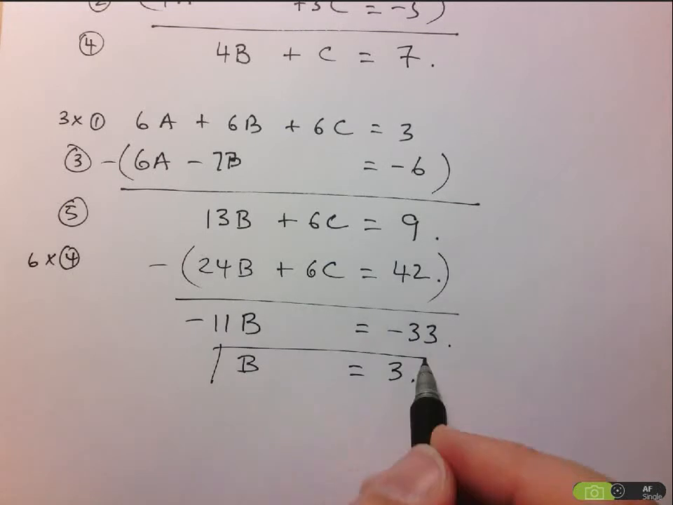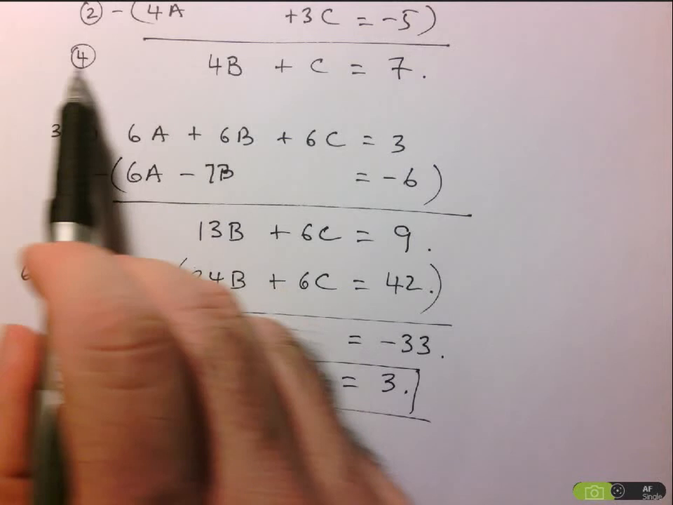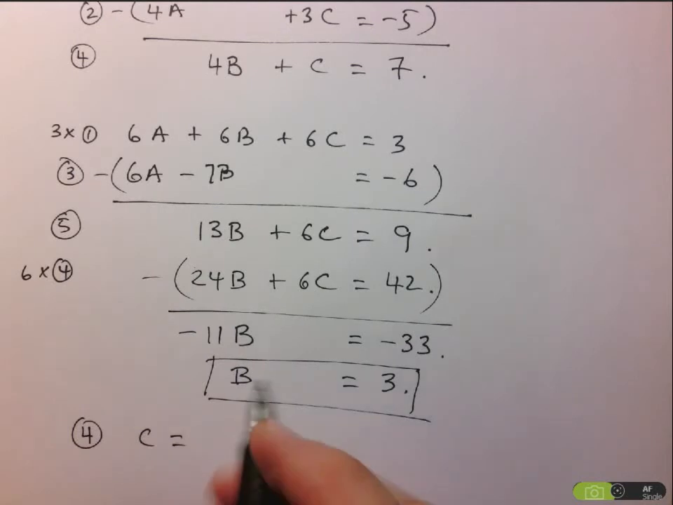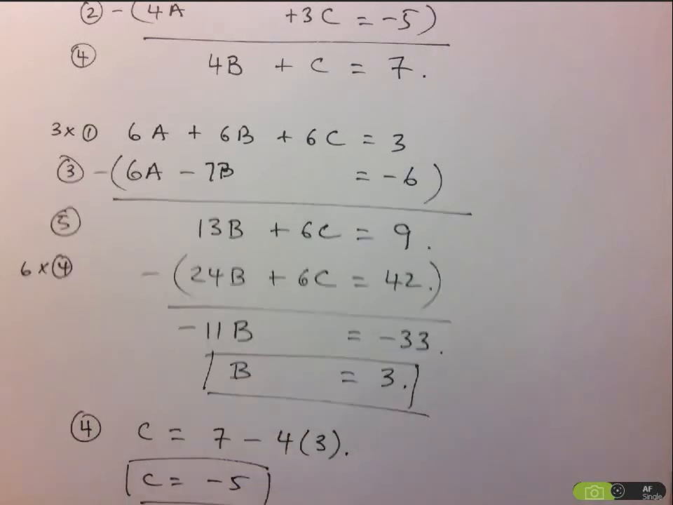So we found one number. Now we'll go back and use the equations to find the other 2 numbers, and I think the easiest way to find c is from equation 4. So I'm going to label that I'm using equation 4. So c is just equal to 7, then bring the 4b to the other side, so minus 4 times b, which in this case is 3, what we just found. So we've got 7 minus 12 is equal to negative 5. And there we go. There's our second number.